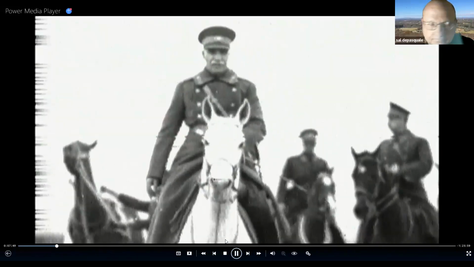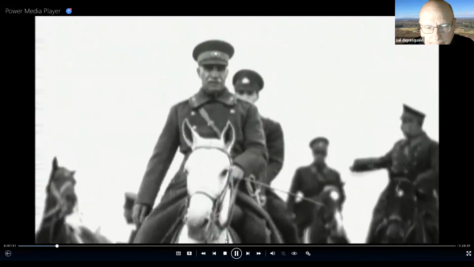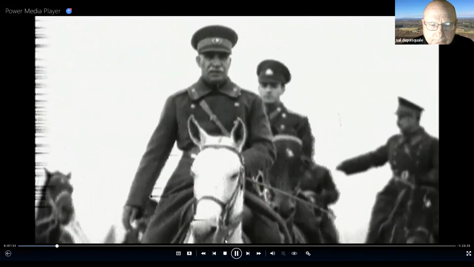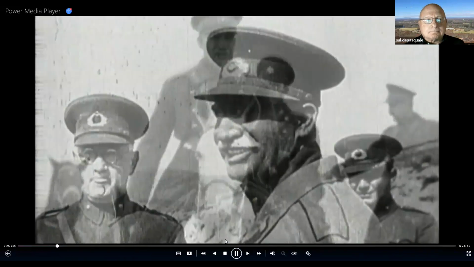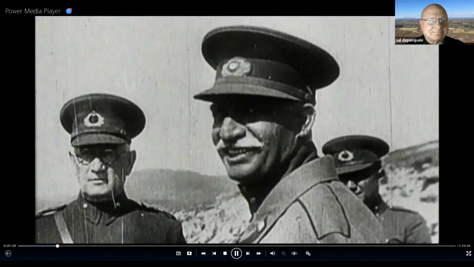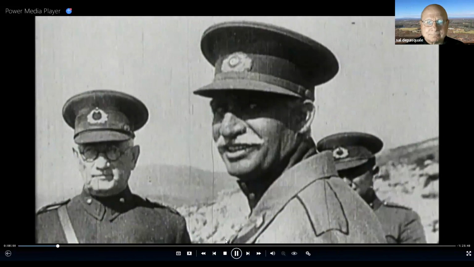Out of the chaos of the World War came a new leader, Reza Khan, colonel of an Iranian Cossack regiment. In 1921, Reza Khan with a handful of men marched into Tehran and assumed direction of affairs.